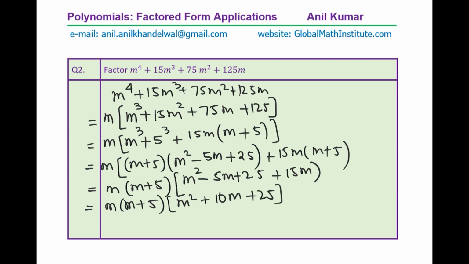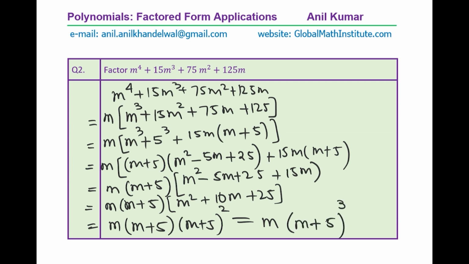So that is also a perfect square. So we can write this as m times m plus 5, and this is m plus 5 whole square, right? So this could be written as m times m plus 5 whole cube. Right. So that is how we could actually factor this.